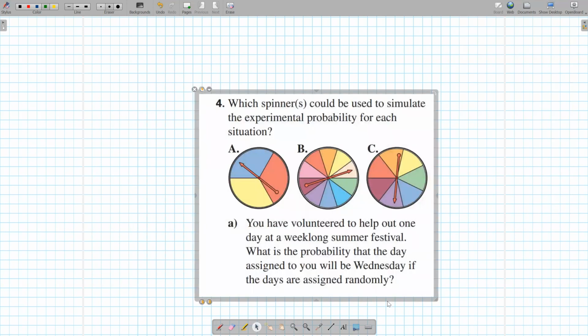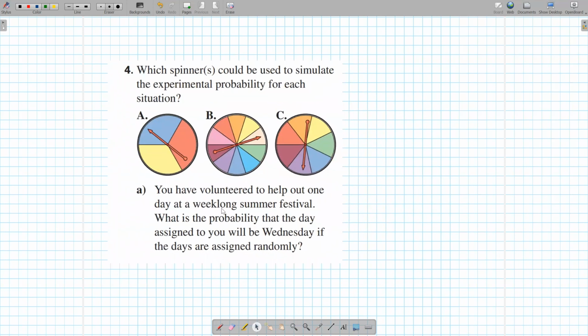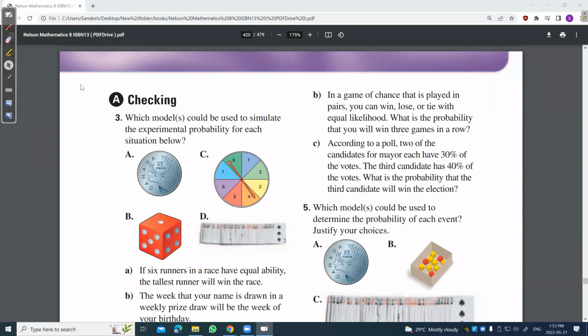You have volunteered to help out one day at a week-long summer festival. What is the probability that it'll be Wednesday? It's basically 1/7. Which diagram represents a probability of 1/7, A, B, or C? C. Yeah, that's right, C.